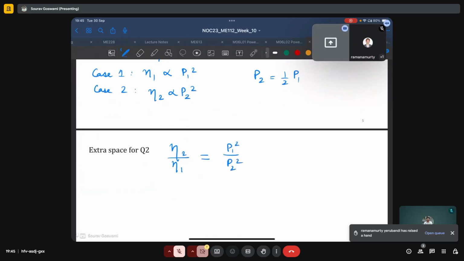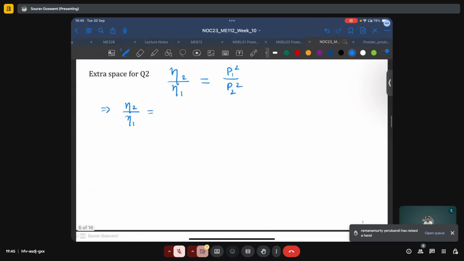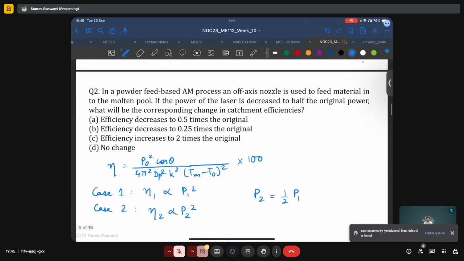Of course, assuming that all other process parameters and material properties remain constant, which implies that eta 2 by eta 1 equals P1 square by 0.5 P1 whole square, which is equal to 1 by 4. Therefore, the catchment efficiency now is only 1/4 of the original catchment efficiency. The efficiency decreases to 0.25 times the original, and hence option B is the correct option in this case.